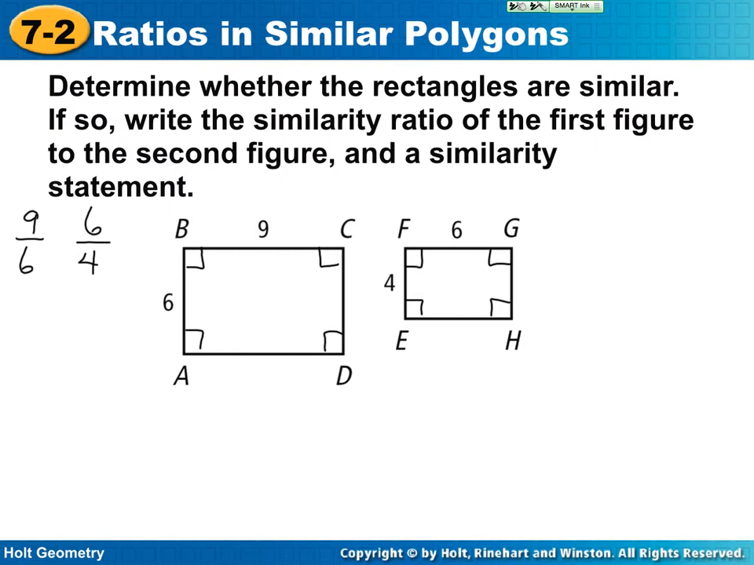9 to 6, divide by 3. 6 to 4 reduces to, we divide by 2, can't you? So I get 3 to 2 for each of them. Now technically I probably should look at this bottom side compared to that bottom side. Still same thing. And this side compared to that one. You really do have to look at all sides.